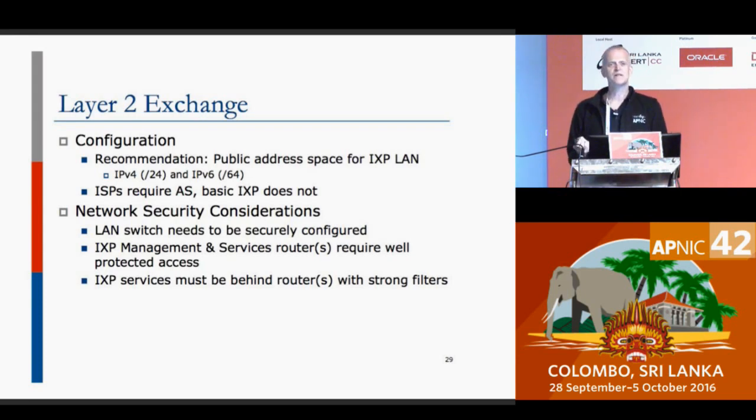Another thing that comes up quite a bit is, oh, an exchange point needs an autonomous system. Just remember that an exchange point is an Ethernet switch. Ethernet switches don't need autonomous systems. They don't use BGP. The service provider connecting to the exchange point will need an autonomous system so that they can peer with the other operators. There are the usual network security considerations. Of course, the switch needs to be securely configured, like any other network equipment. The exchange point management and services routers need to be properly protected as well, as public infrastructure.